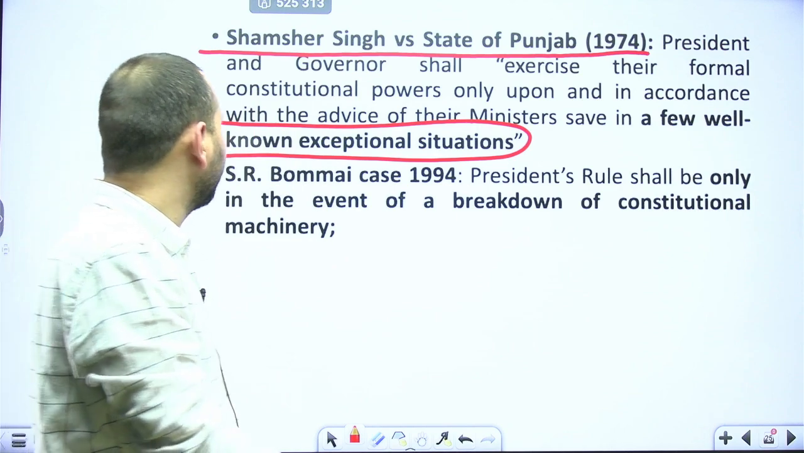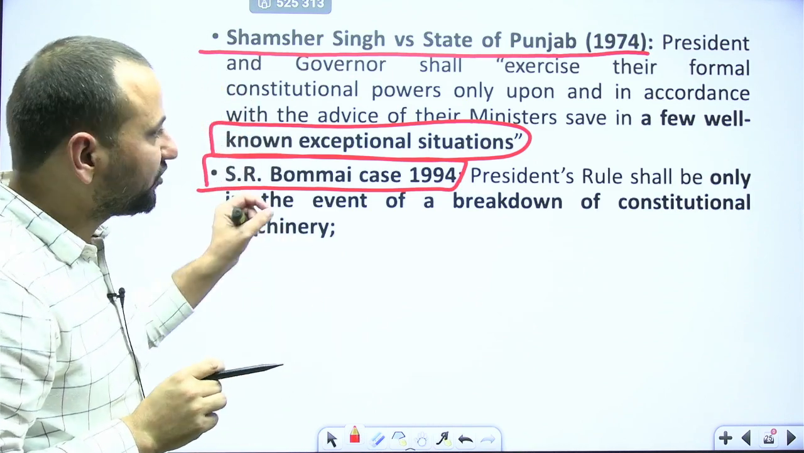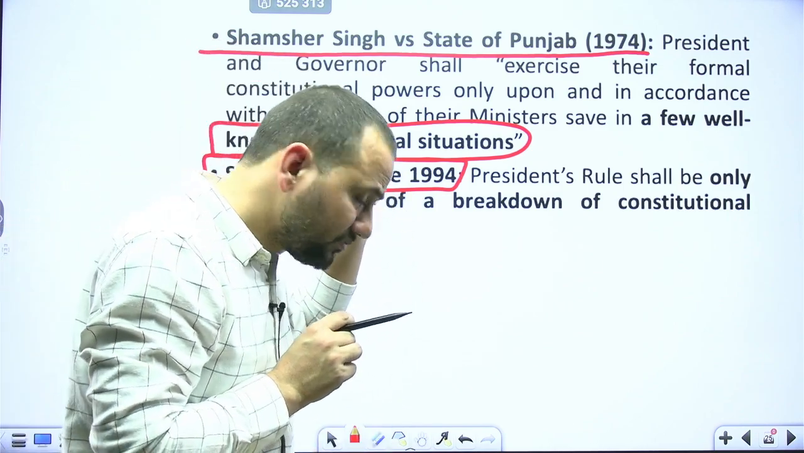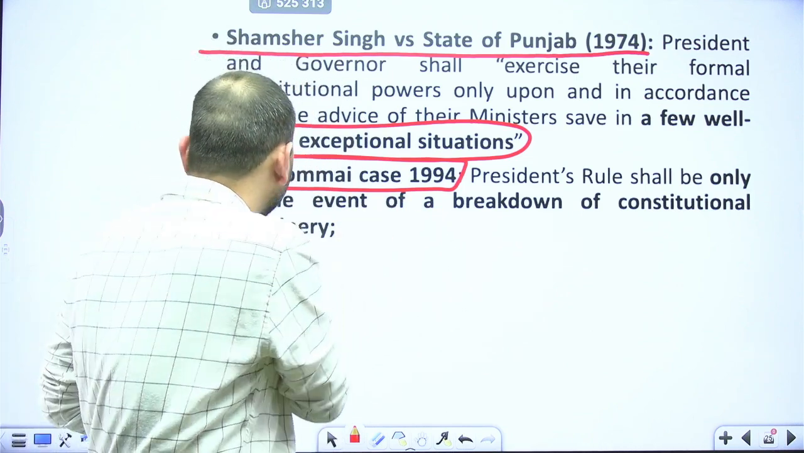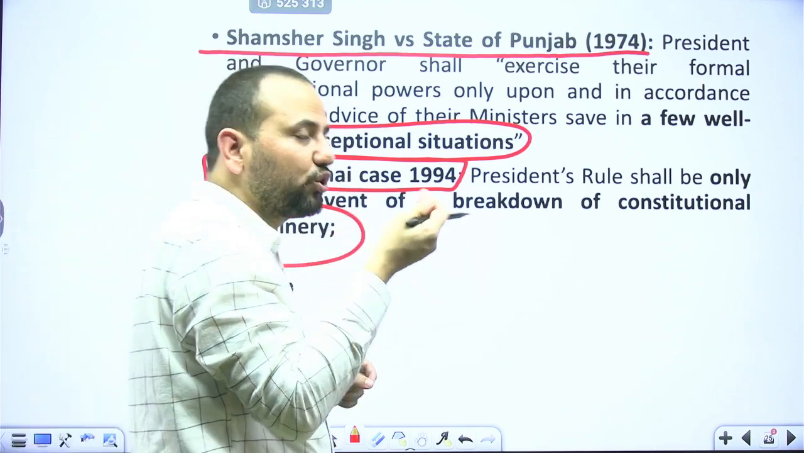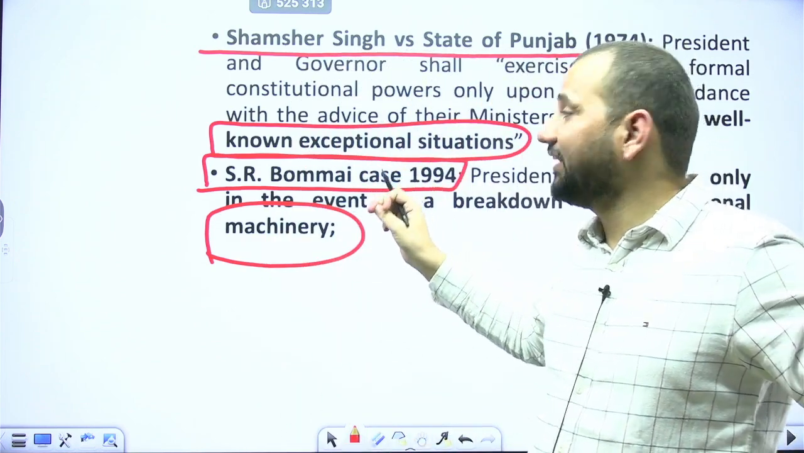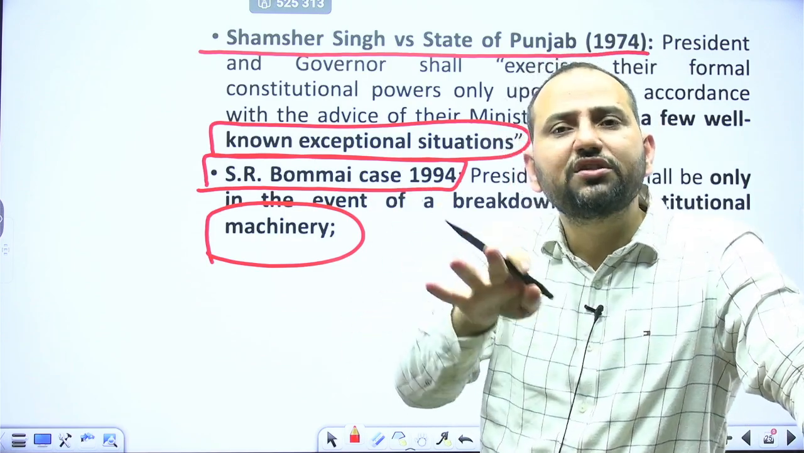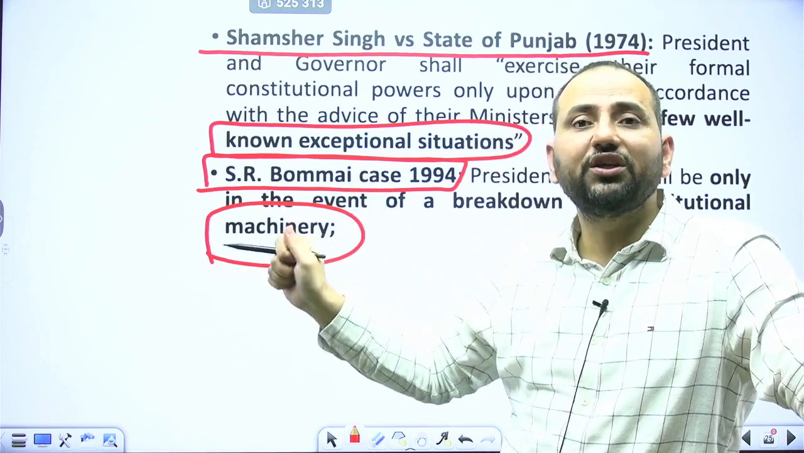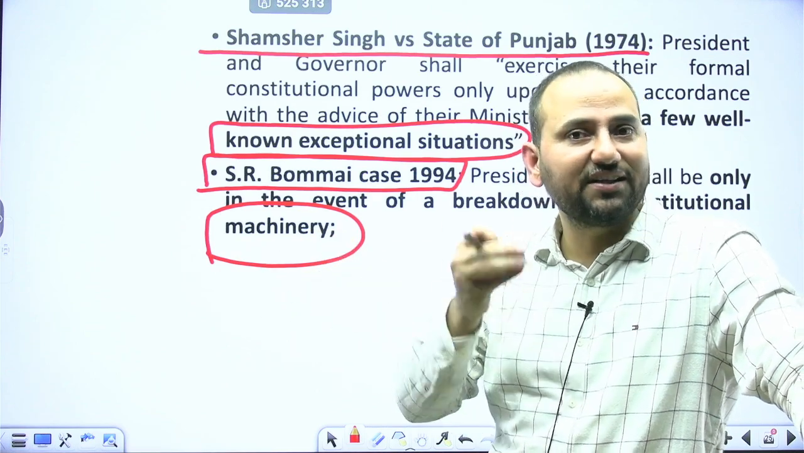If you move forward into this concept, then the SR Bomai judgment of 1994 becomes very important, because it is specified that president's rule shall only be applied in the event of a breakdown of constitutional machinery. Along with this, we have to understand that in no other situation we should see president's rule. And that is why you will see that after the SR Bomai judgment of 1994, a decrease in president's rule came into existence. Before this phase of 1994, that is the SR Bomai judgment, we had been seeing a lot of president's rule. I had specified earlier also that there had been more than 100 instances of president's rule.